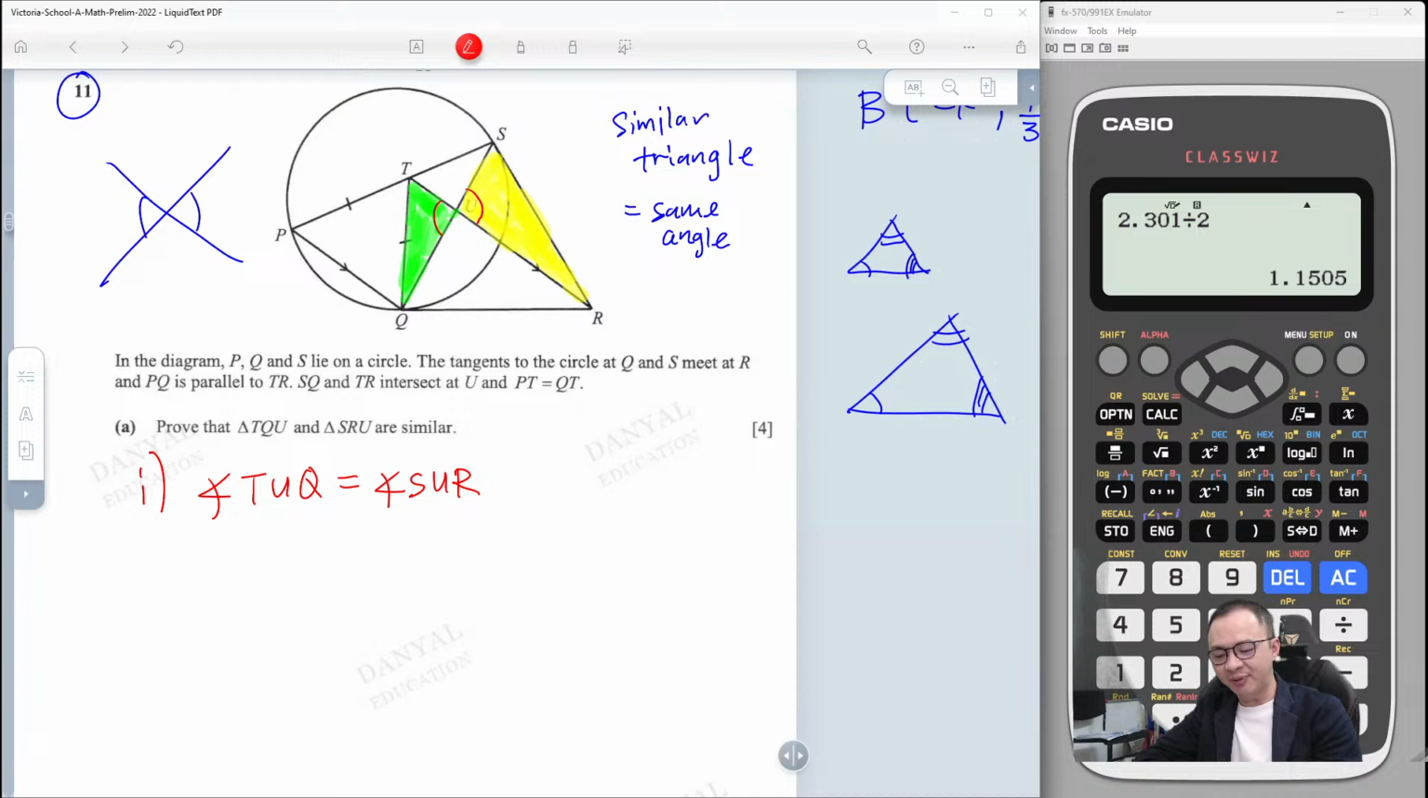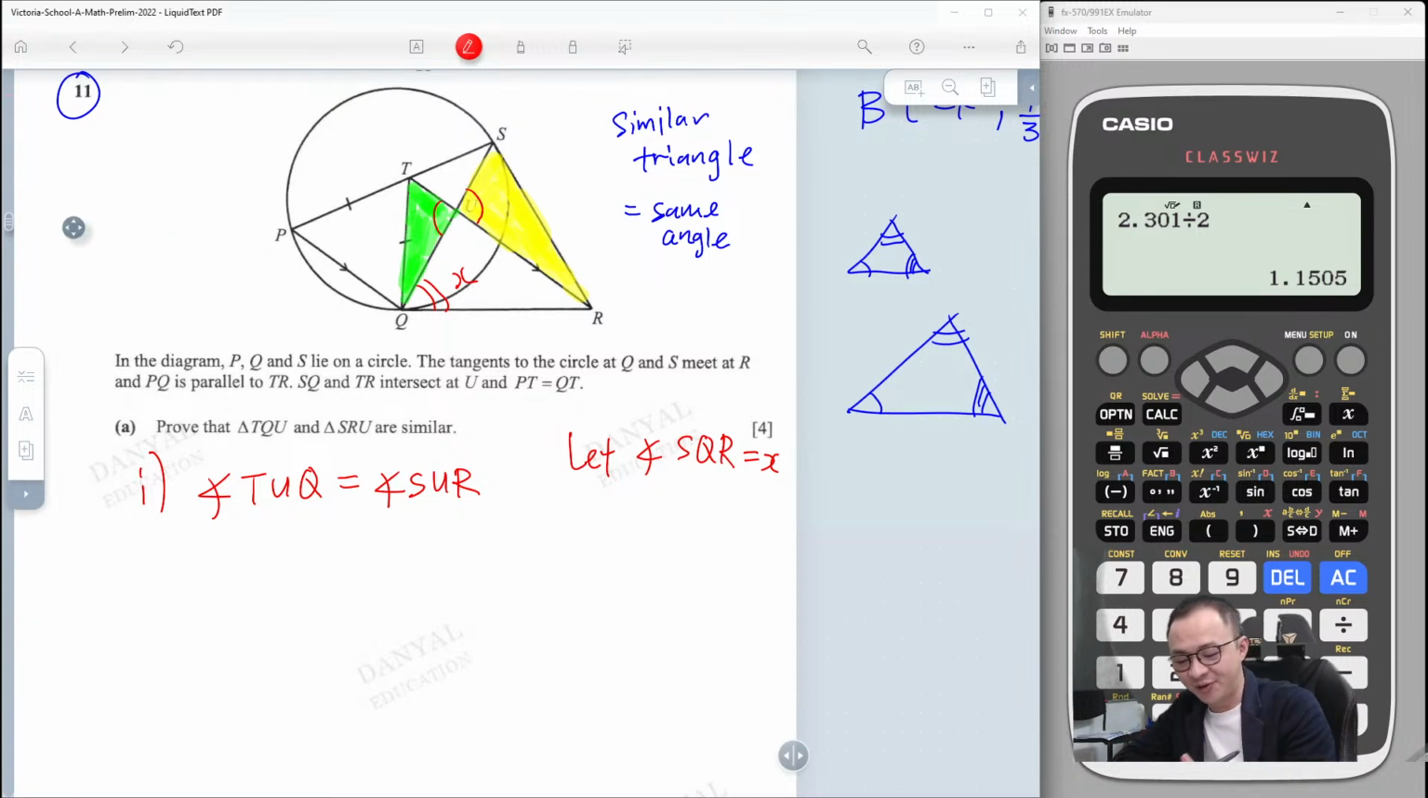Okay, we have a tangent point here. So let this angle be x. So I let the angle, how to label this one? SQR equals x. Because I see something here.